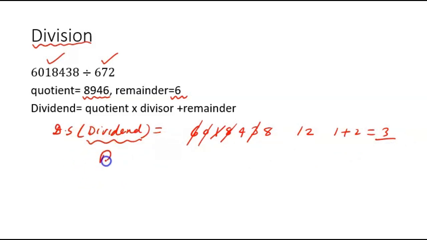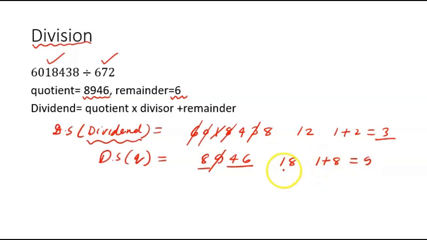Now what is the digit sum of the quotient? Let me call it Q. So the quotient here is 8946. So what is the digit sum? 9 will be gone, and if I add it, 4 plus 6 is 10, plus 8 is 18, and if I add 1 plus 8 I will get 9. I hope you remember that if you get 1 plus 8 is 9, don't cancel 9, just write 9, because the digit sum should not be equal to 0.